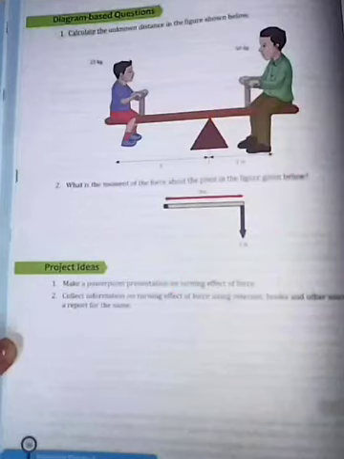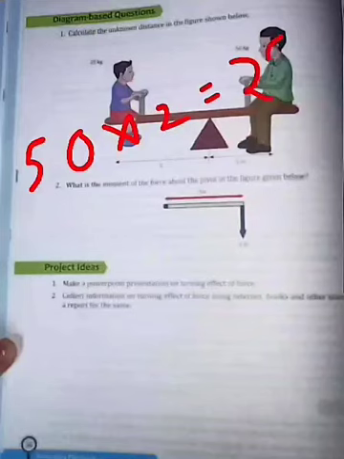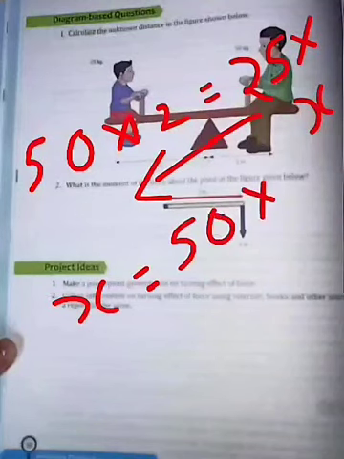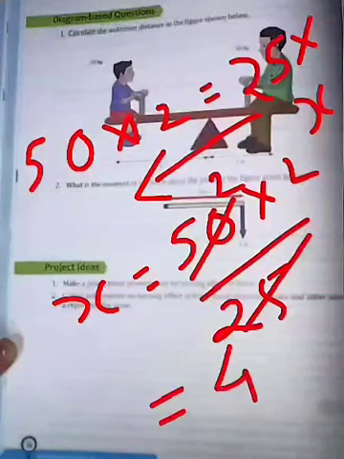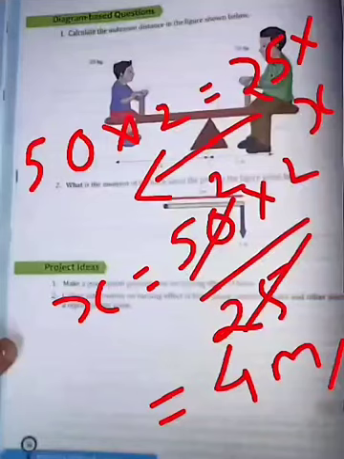So 50 into the distance 2 should be equal to 25 into x. I need x, so 25 will go downwards. So it will be 50 into 2 upon 25. Cut, 2s are 2s are 4. Don't forget to write the unit. It is 4 meter. So the son should sit at a distance of 4 meter from the fulcrum. Okay, so you can pause the video and just copy this.